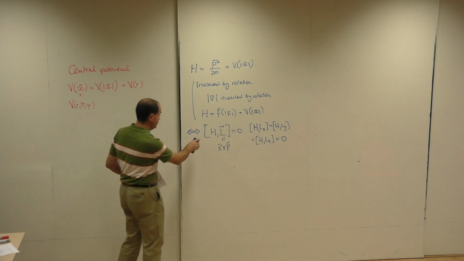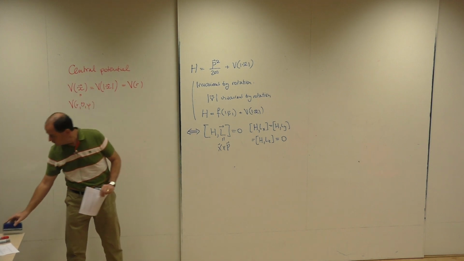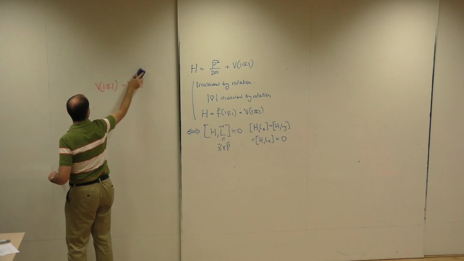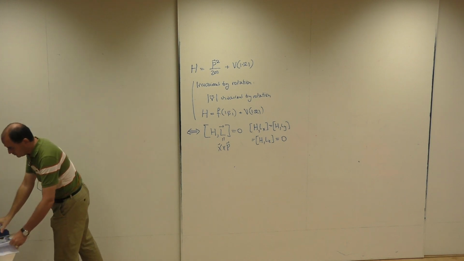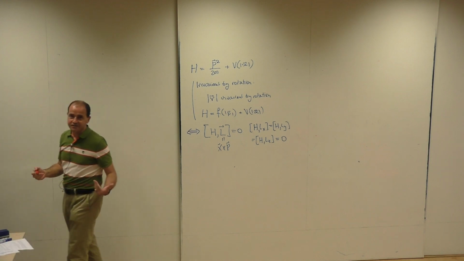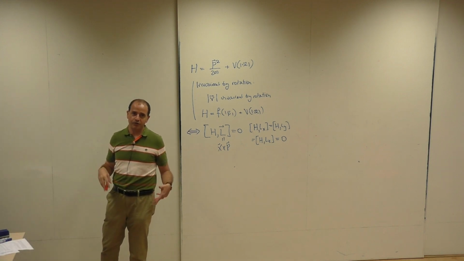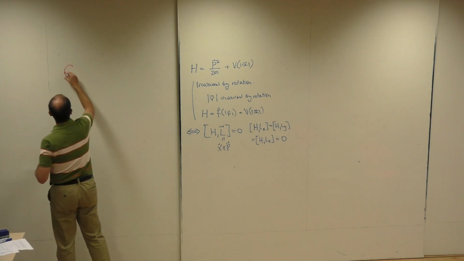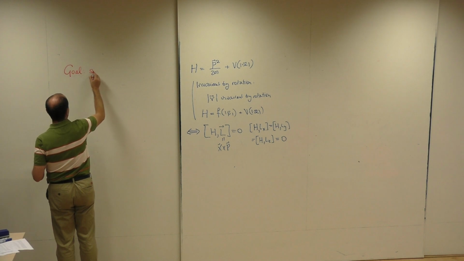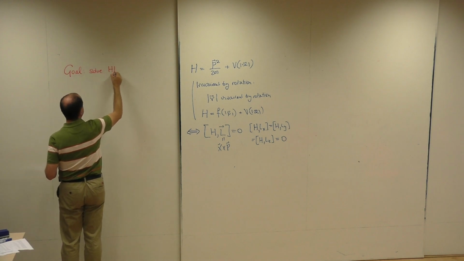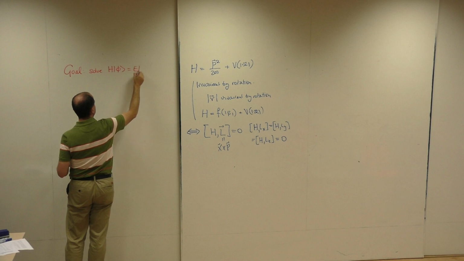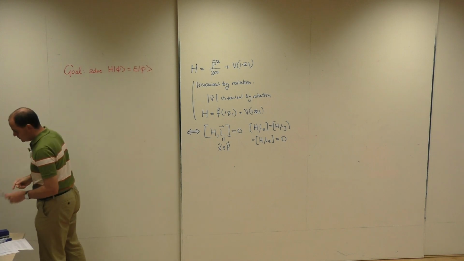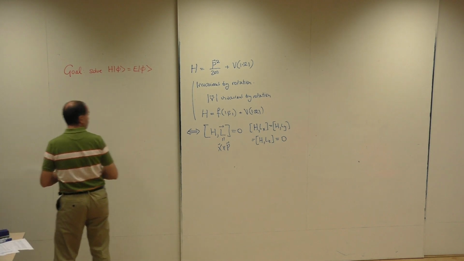Okay, so now we know this. What is our goal? As usual, we have a Hamiltonian. We want to find the eigenvalues and the eigenvectors, because if we find them, we find the dynamics. So the goal is now to solve H phi equal to E phi. And now I will use this.